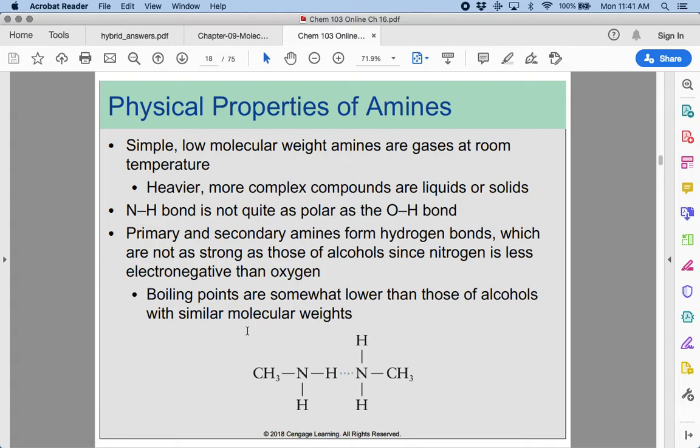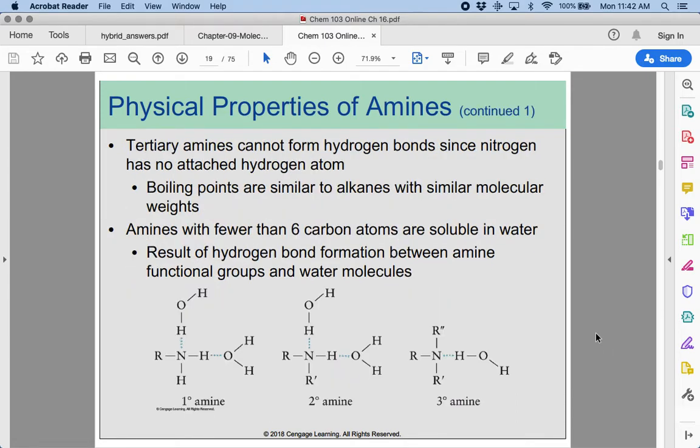Primary and secondary amines form hydrogen bonding with each other, which makes sense because they have hydrogens available to them still. Tertiary amines can never form hydrogen bonds because there's no hydrogen bound to a nitrogen to be able to do that. Because the NH bond is slightly less polar than the OH bond, their boiling points will be a little lower than those of alcohols.